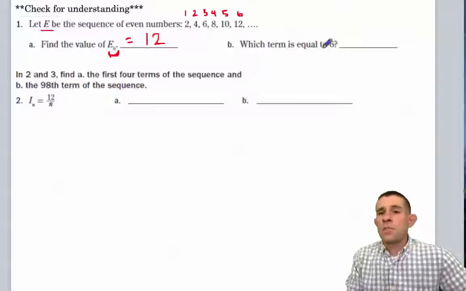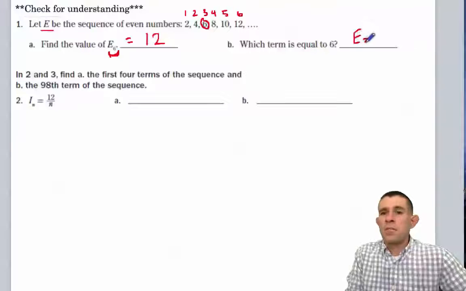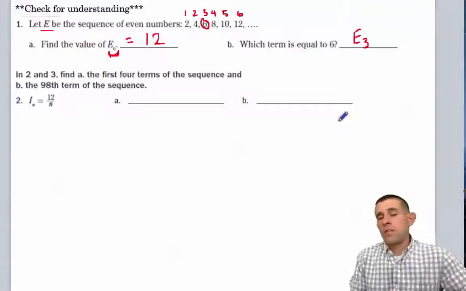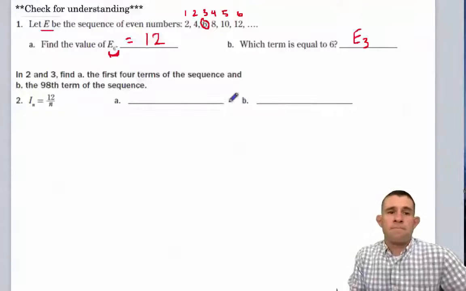Now it says which term is equal to 6. So which term is our third term? So we're going to say that that's E sub 3. The third term in that sequence is equal to 6.